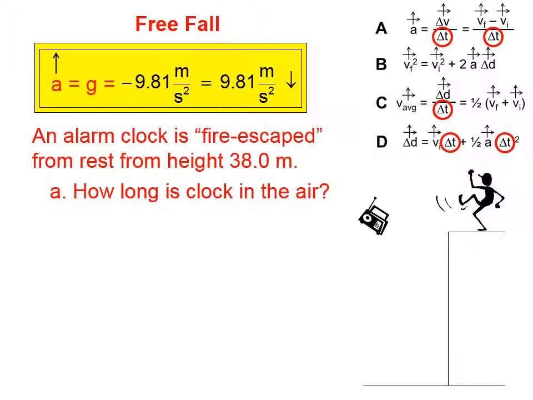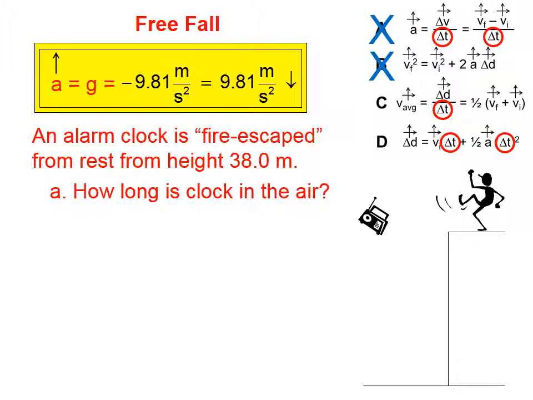This suggests that equation B would not be a good choice, which I call the no time equation, because time is not in the equation. And how can we solve for it if it's not in the equation? So let's steer away from equation B. Similarly, we want to steer away from equation A, because we're given a displacement. See right here, 38 meters, and equation A doesn't have a displacement. So that's probably not going to be a good choice either.